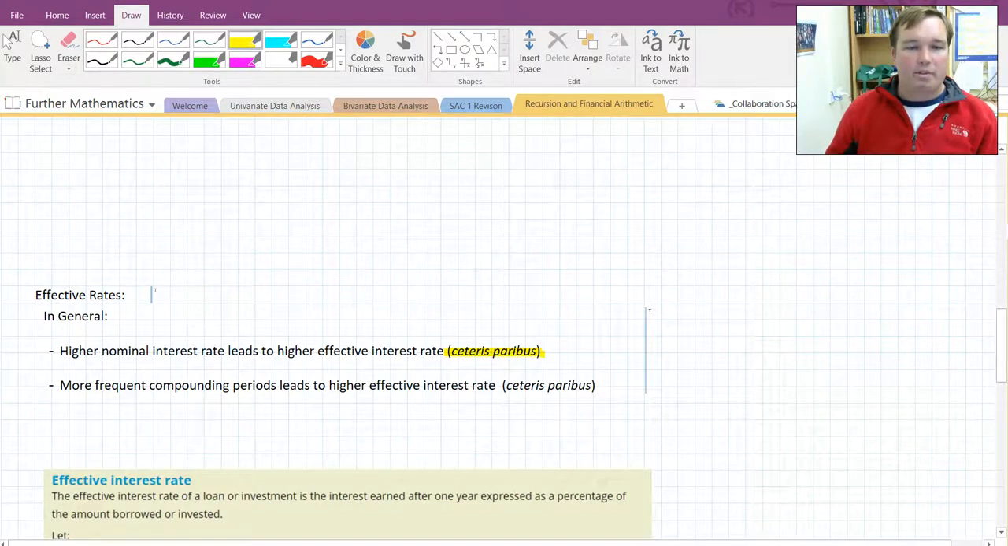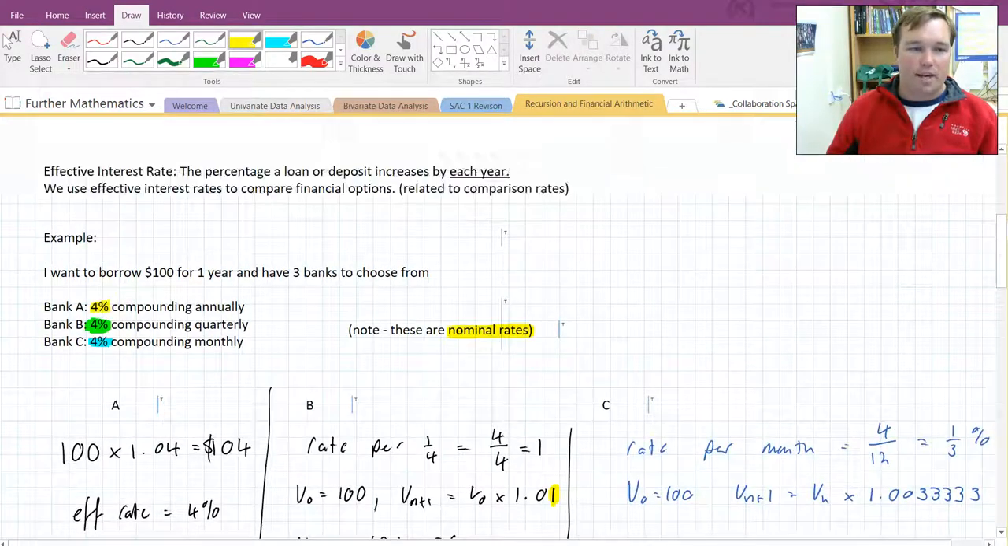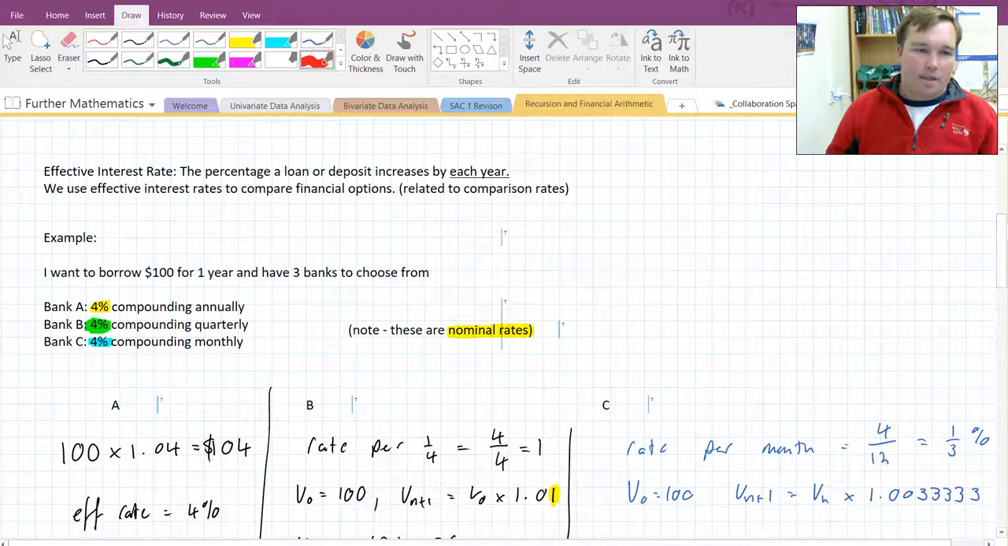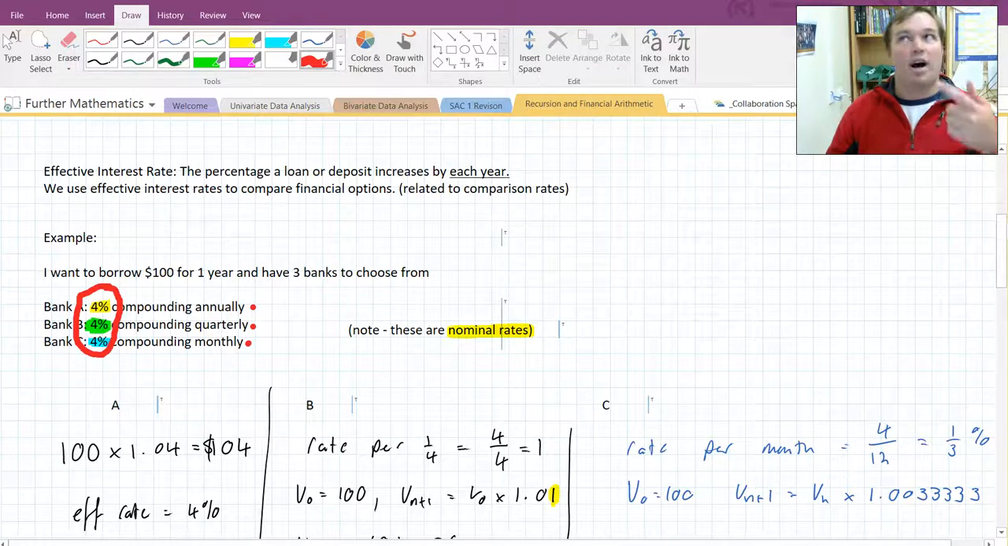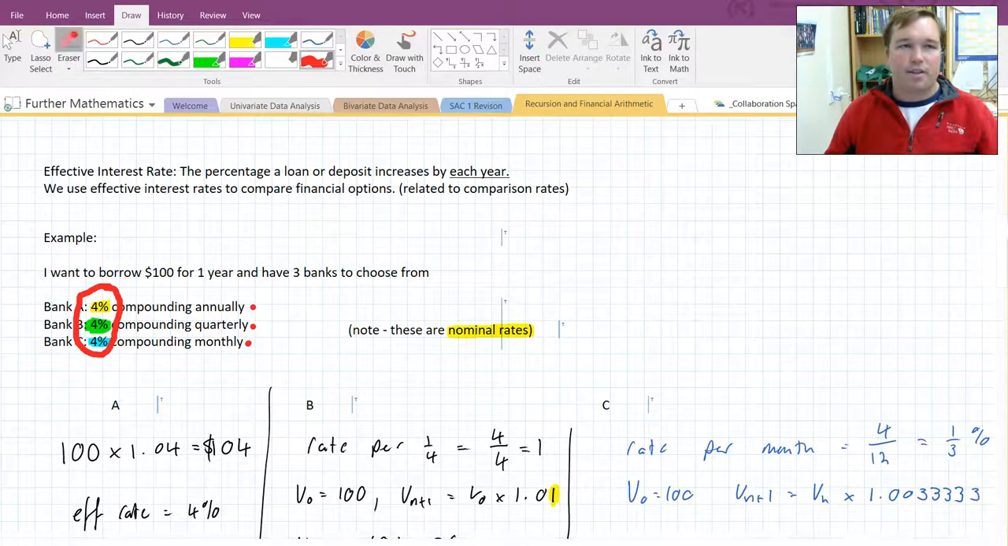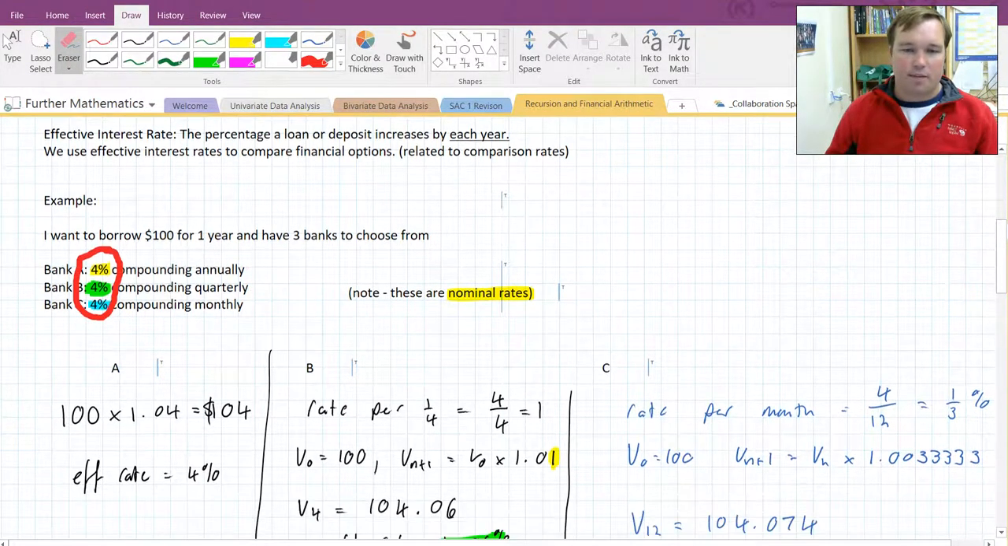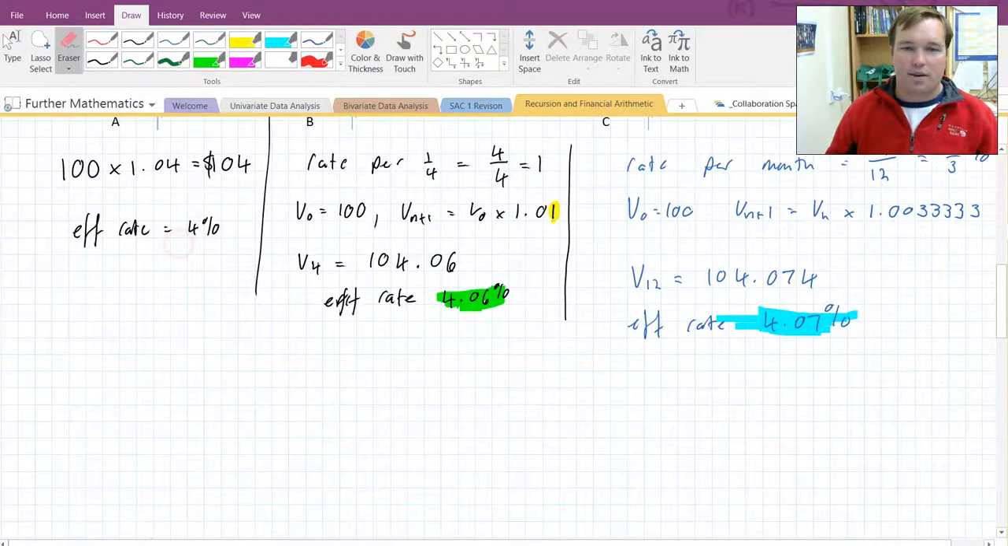So ceteris paribus, holding the compounding periods equal, the higher nominal rate will have a higher effective interest rate. More frequent compounding periods lead to a higher effective interest rate, ceteris paribus. That can be seen up above, where we had the same nominal rate, so that was kept equal. The higher the number of compounds, the higher the effective interest rate, as we can see by the 4 effective rates there.